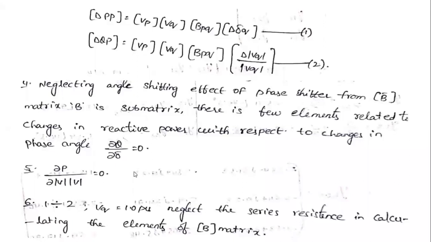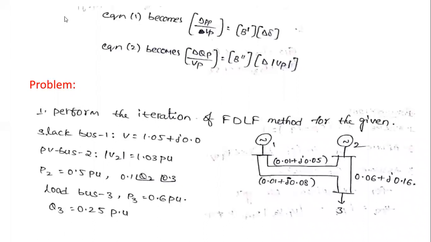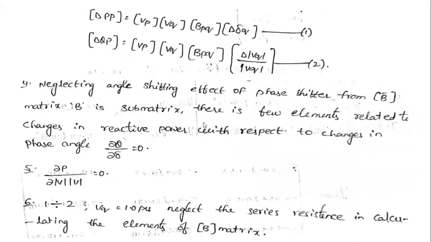Neglect the series resistance. By multiplying this equation, equation 1 becomes delta P by V_P equal to B bar delta delta, and equation 2 becomes delta Q by V_P equal to B double bar delta V_P. These are the equations for finding the fast decoupled load flow solutions.